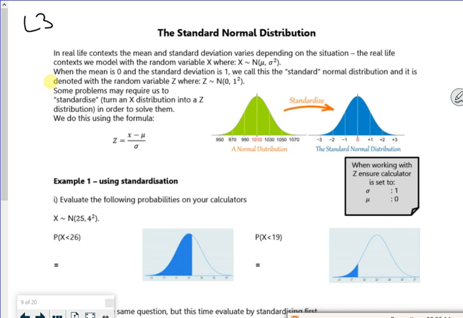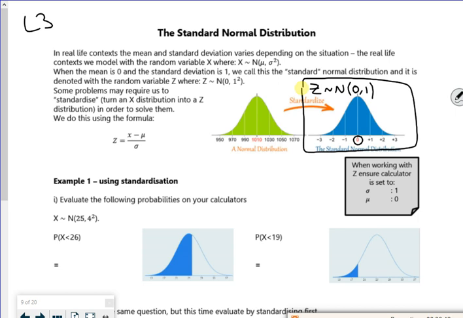So in the olden days, we didn't have calculators where we could set a lower and an upper and put a sigma in and a mu or an x bar, whatever you want to call it. We had to standardise, and what standardising does is it took any distribution and changed it into this one. And they called it Z. And that followed a normal distribution. It had a mean of 0 and a standard deviation of 1.